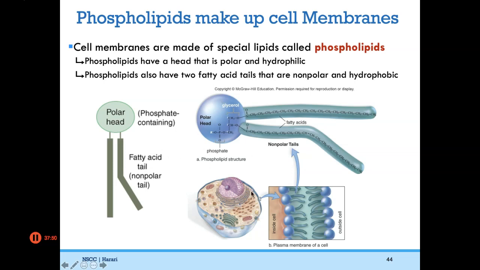If you look at the structure of a cell membrane, this is what it looks like. It's made up of these little phospholipids, and it's actually a double layer of phospholipids. If you were to zoom in, it looks a lot like a triglyceride, except instead of three fatty acid tails, it has two fatty acid tails. And instead of just a regular glycerol, it has a phosphoglycerol added to it. So it's a phosphate version. So a phospholipid has a polar head that contains phosphate, and two nonpolar hydrophobic fatty acid tails. We'll talk more about the structure and function of phospholipids in the next chapter.